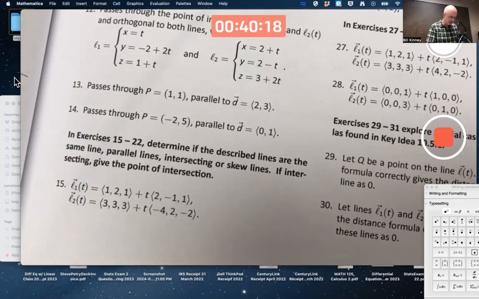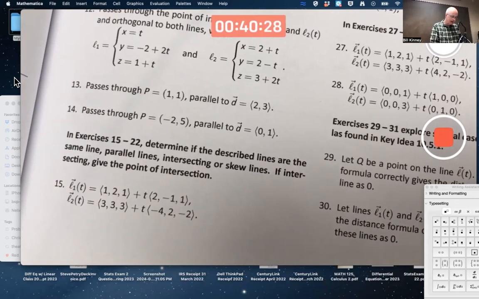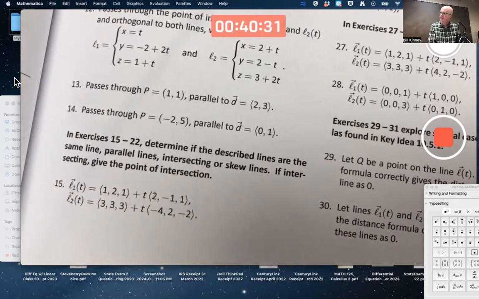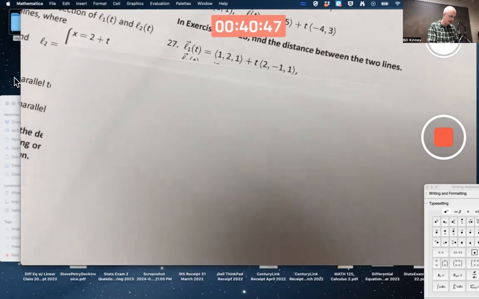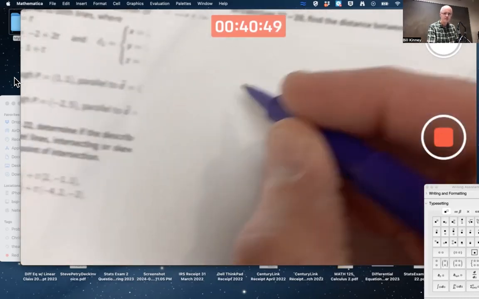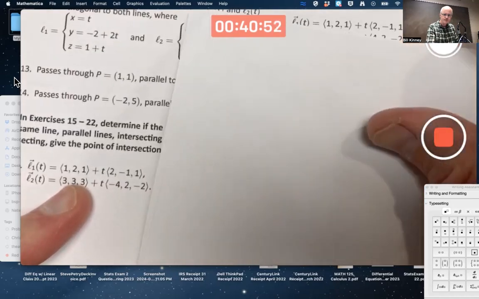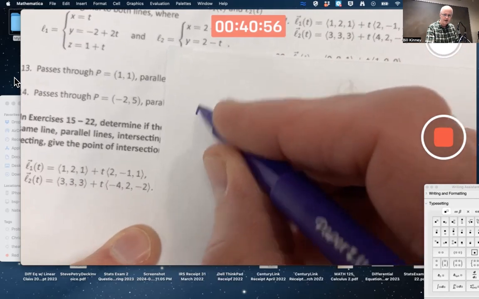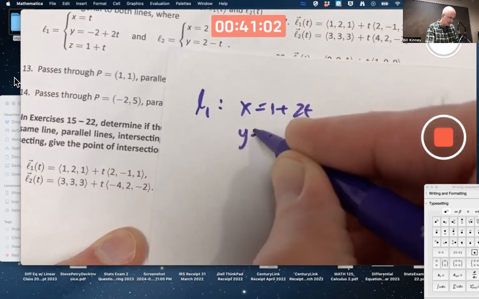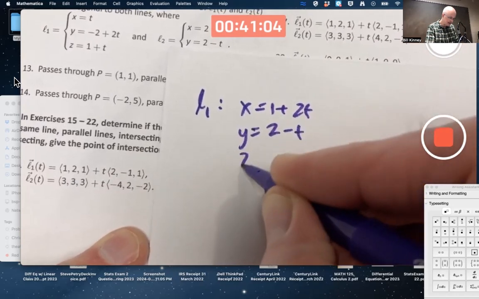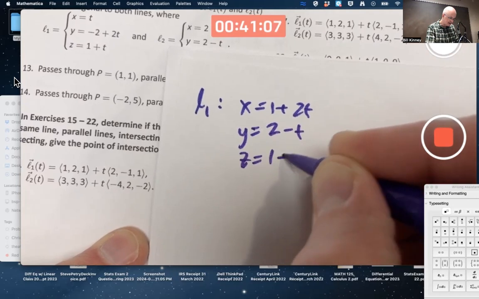And the direction vectors are parallel, but they're not the same. If they have the same symmetric equations, they're going to be the same. Or equivalent symmetric equations, at least, that are scalar multiples of each other. So let's go ahead and see if we can figure that out here for this example. So in the first case, L1, the parametric equations for L1 are x equals 1 plus 2t, y equals 2 minus t, z equals 1 plus t.